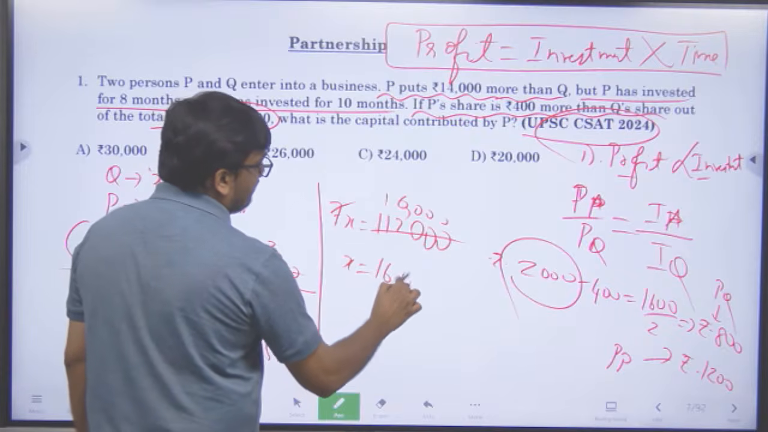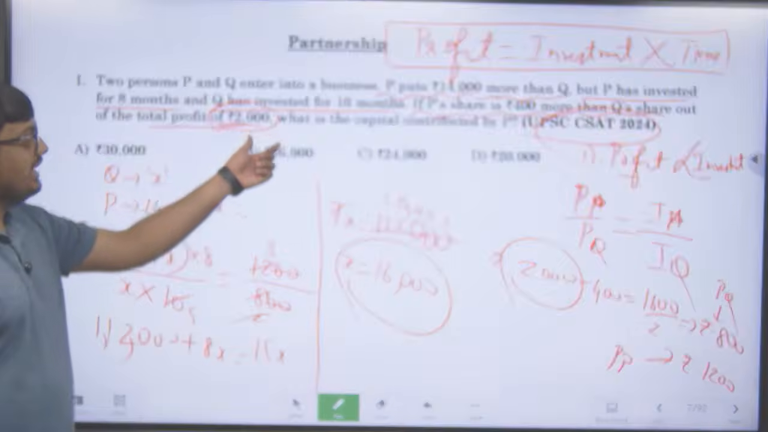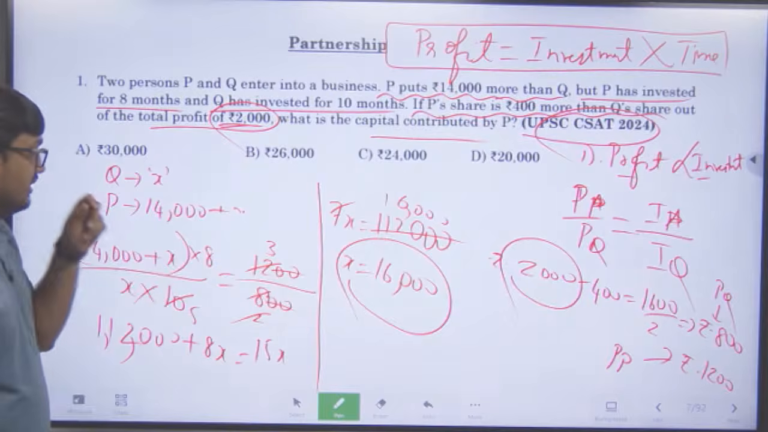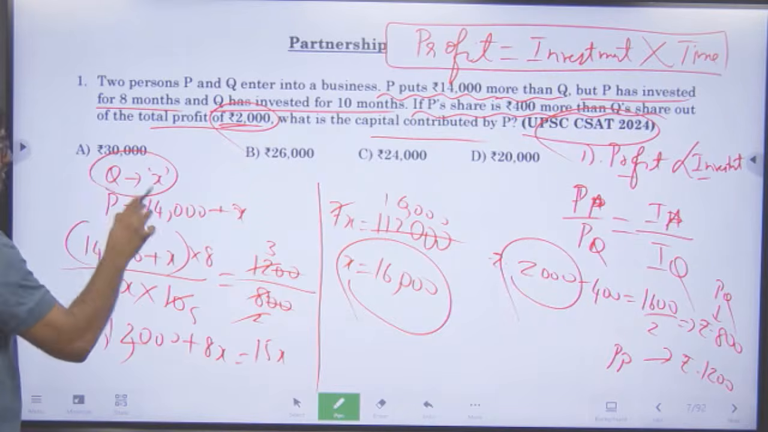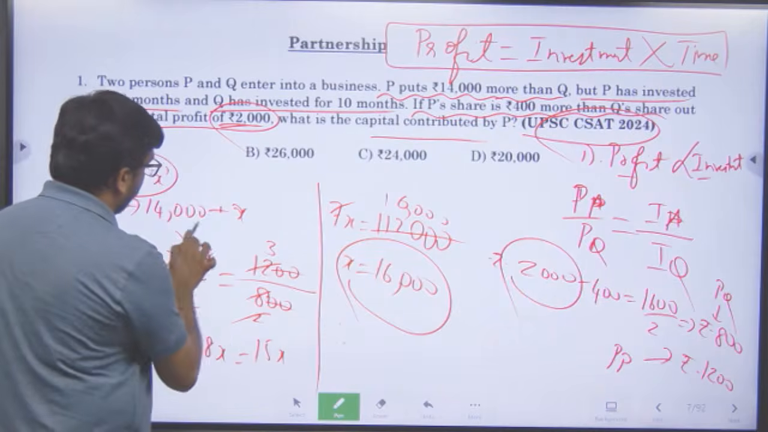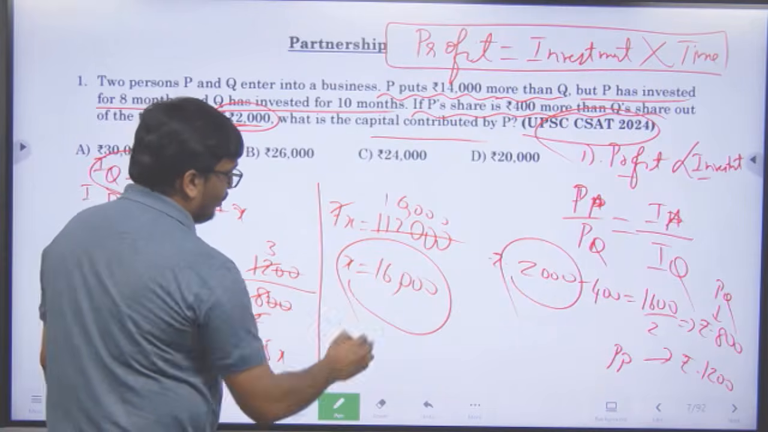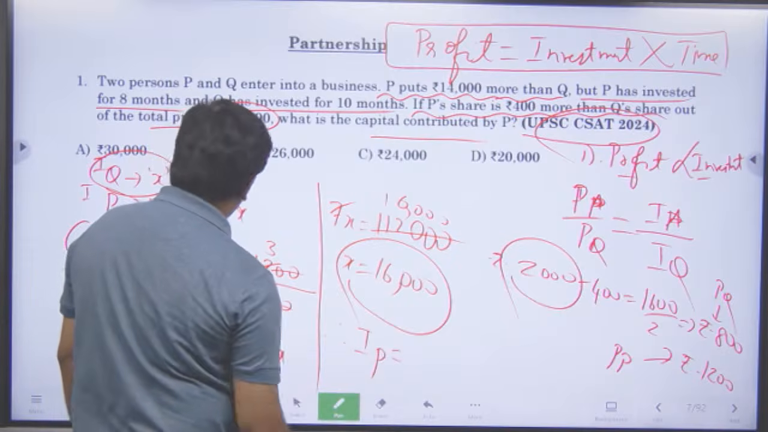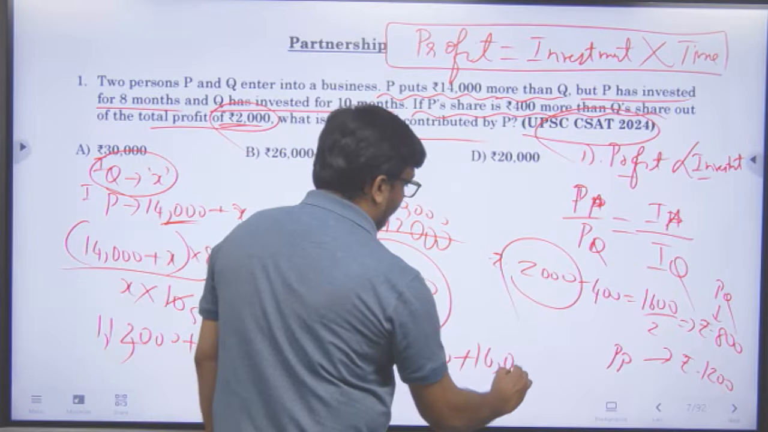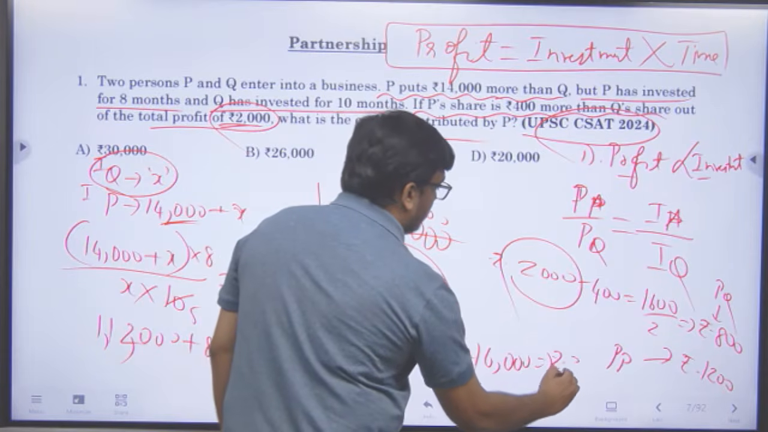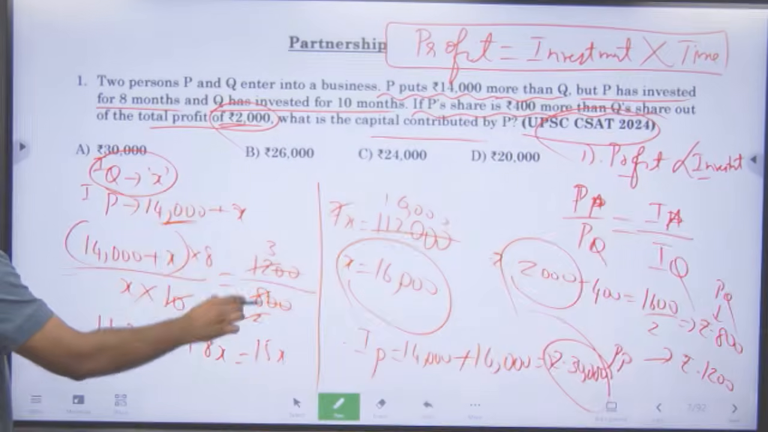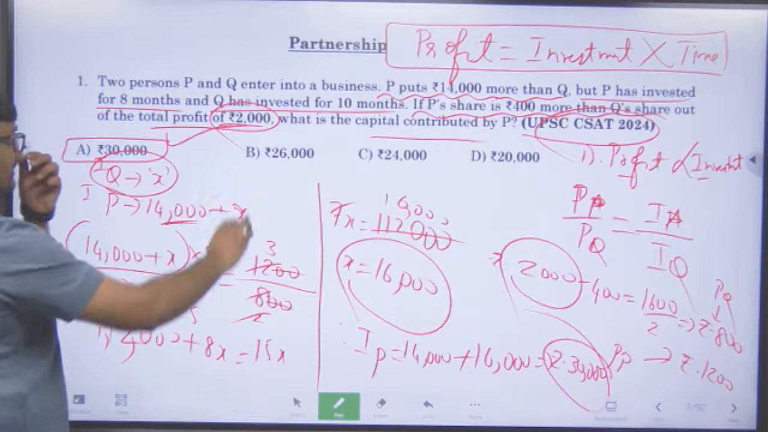What you will get x? That is not the answer. They are asking the investment of P, the capital contributed by P. That 16,000 is there, right? That is the investment of Q. But the investment of P is what? P will invest 14,000 more when compared to Q. Investment of P is equal to 14,000 plus 16,000, that is 30,000. This is the investment of P. So option A is the correct answer.